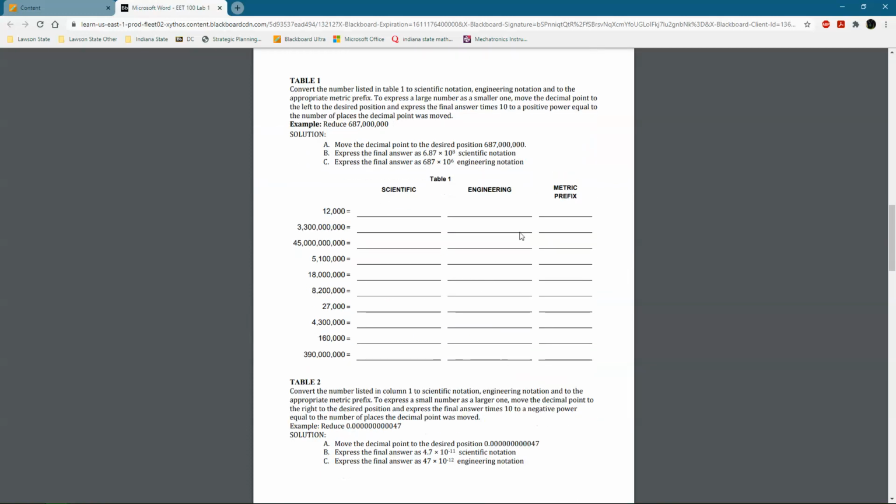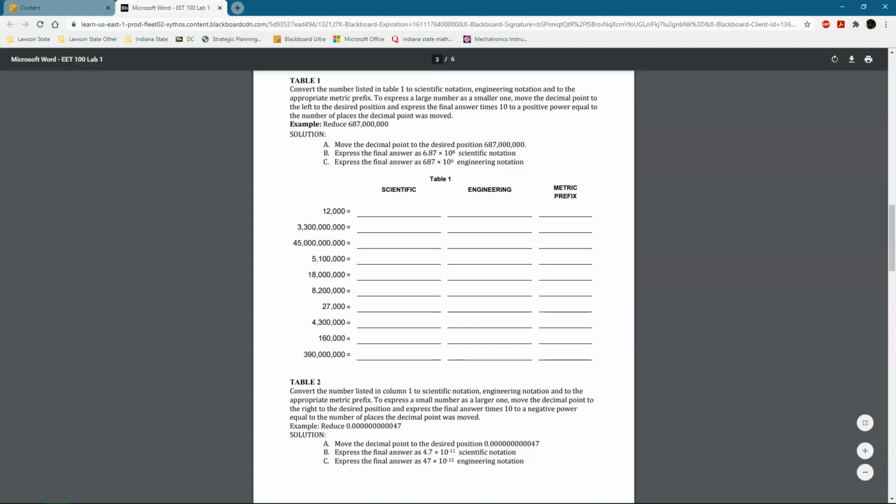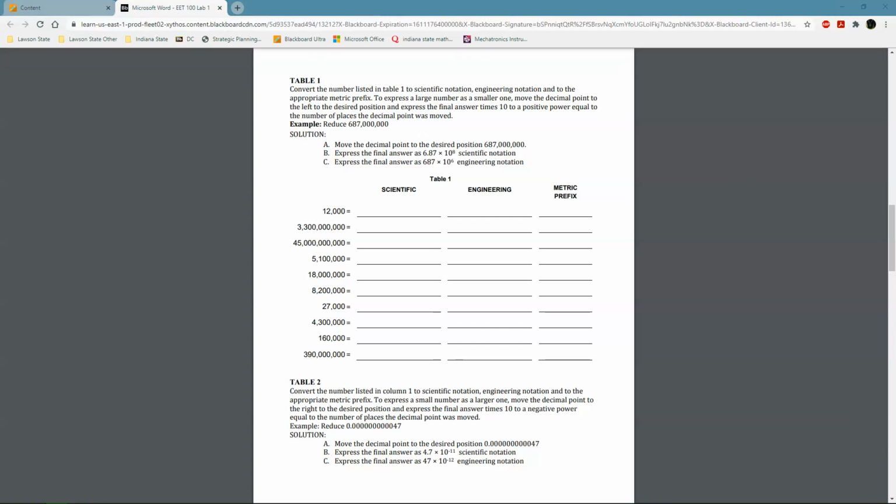So what you have are several tables. The first table, you're dealing with positive sides of the power of 10. What you're going to do with this is you need to put everything into scientific notation, which, what did we say scientific was? Scientific means you only have one number in front of the decimal, and that number is between 1 and 9. And you have it times the power of however many times you move that decimal.